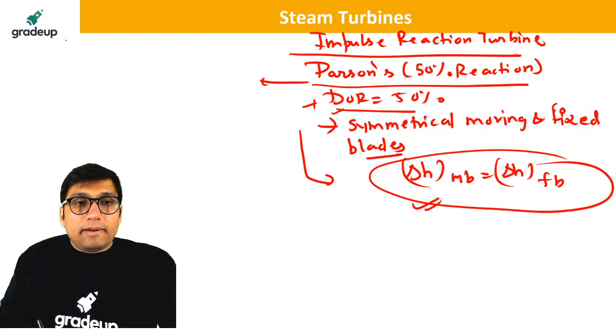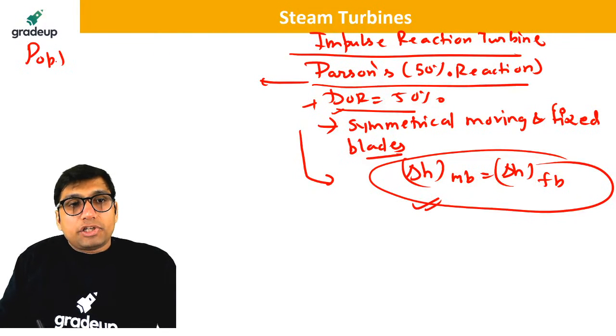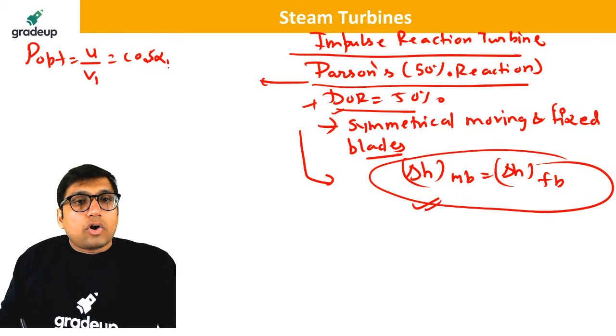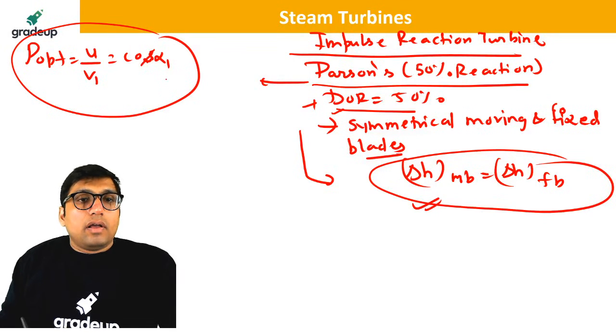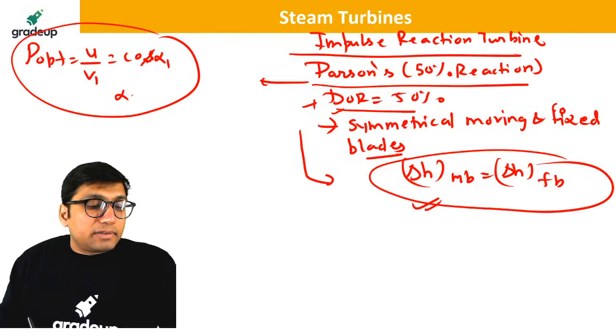For a partial turbine, the optimum blade speed ratio is equal to cos alpha, or cos alpha 1, where alpha 1 is the nozzle angle at the inlet.